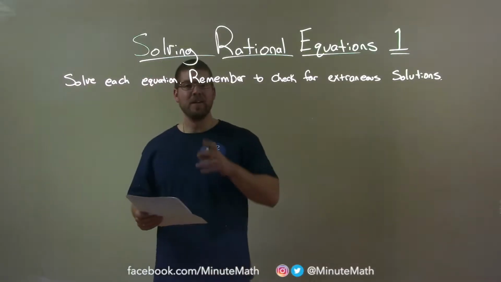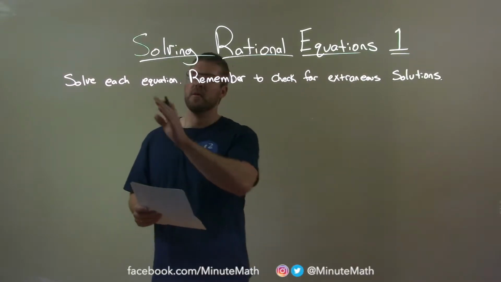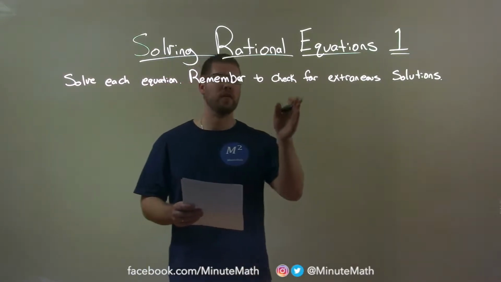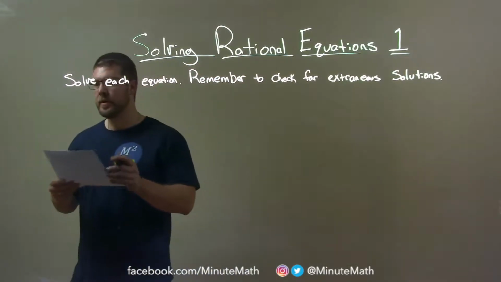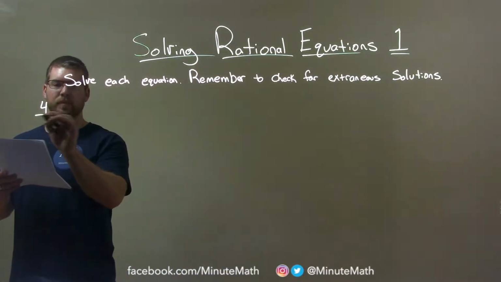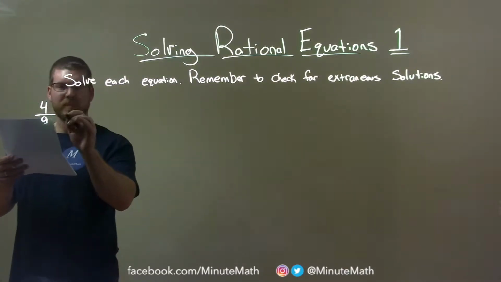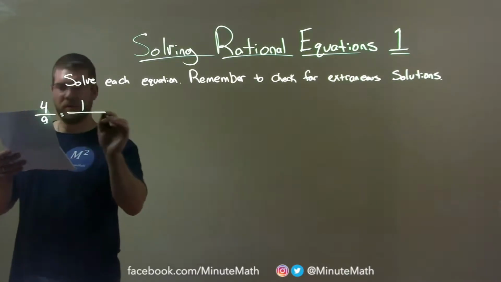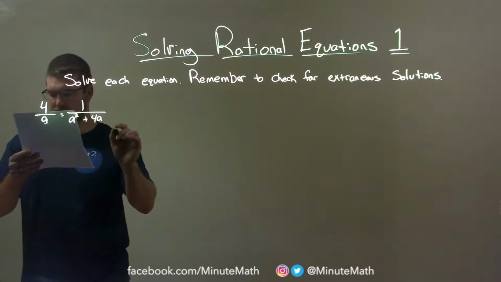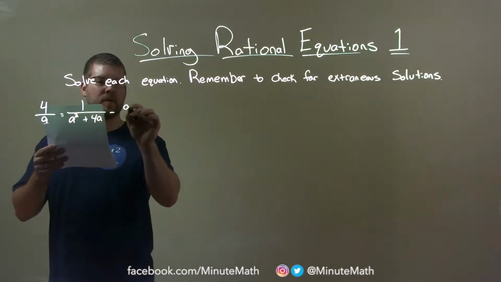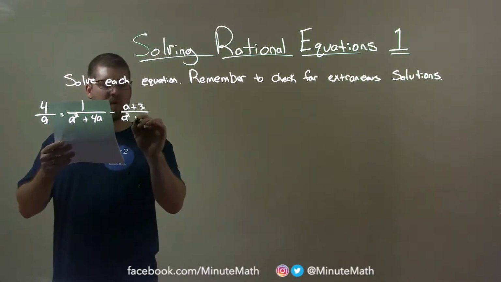Hi, I'm Sean Gannon, and this is Minute Math, and today we're learning about solving rational equations. We're going to solve each equation, and remember to check for extraneous solutions. So, if I was given this equation, 4 over a, that's an a, not a 9, is equal to 1 over a squared plus 4a minus a plus 3 over a squared plus 4a.